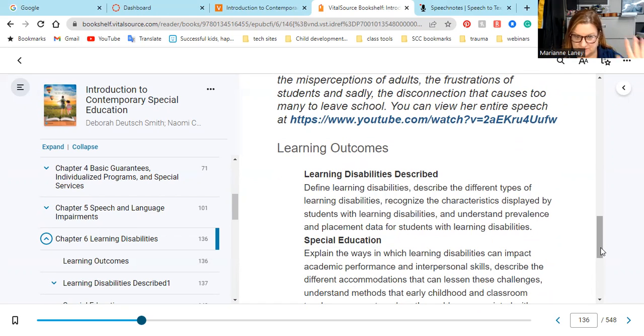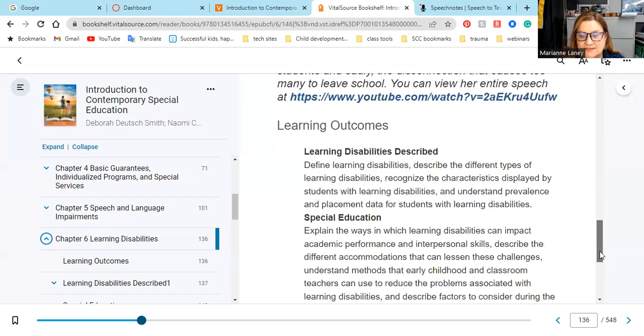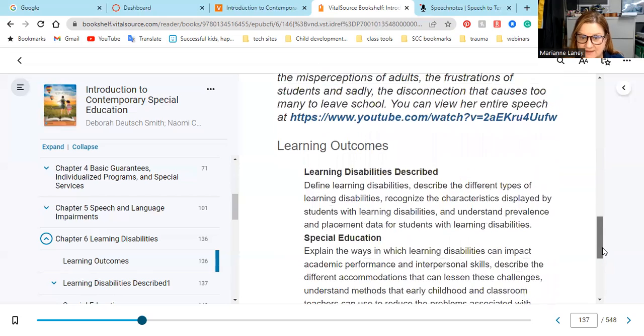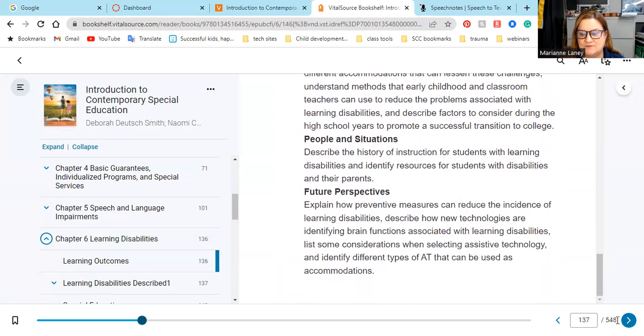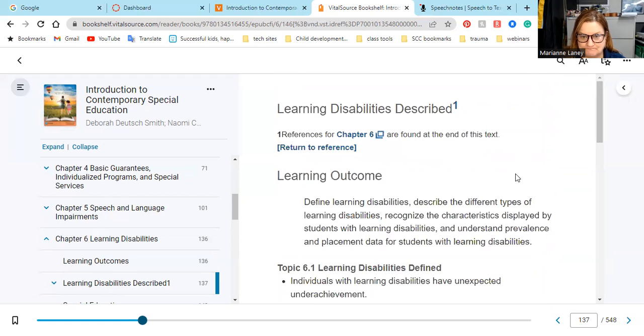Now, our book does a really good job outlining the chapter and having an overview, like a table of contents. I think they do a little too much of that, but learning outcomes says that we're going to learn about LD, how it works into special education, people's situations, and future perspectives. That's how the book is lined up.